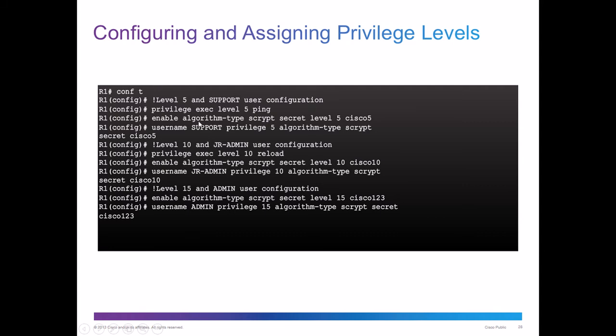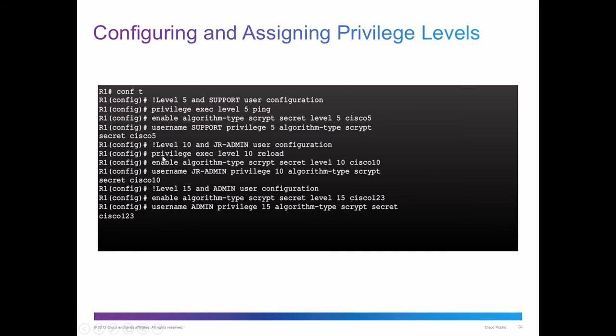So if I type enable algorithm-type scrypt secret level 5 Cisco5, so enable secret Cisco5. So this level 5 has the password Cisco5. We're just using scrypt to encrypt the Cisco5. So the username support privilege 5 algorithm-type scrypt secret password. So what we're going to do from now on, when this guy, whose name is support, comes in, and you type in support and you type in the password Cisco5, he's going to have level 5 and he'll be able to use the ping command.